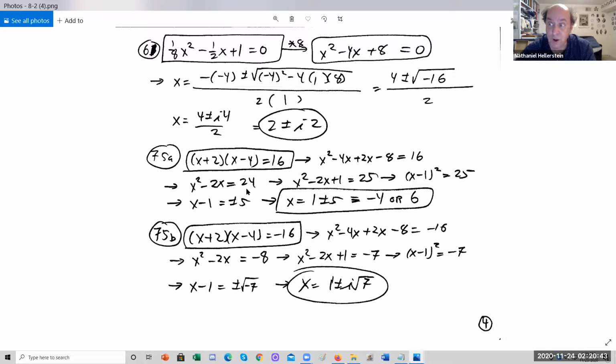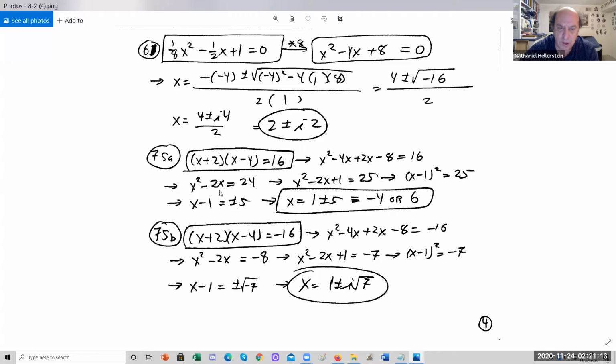I could go to the quadratic formula, but I think here it makes more sense to complete the square. X squared minus 2x. Okay, half of negative 2 is negative 1. Squared is 1. Add 1 to both sides. X squared minus 2x plus 1 equals 24 plus 1. That's 25. This left side is the square of x minus 1. So x minus 1 squared equals 25. So x minus 1 is plus or minus 5. So x is 1 plus or minus 5. So negative 4 or 6 work.